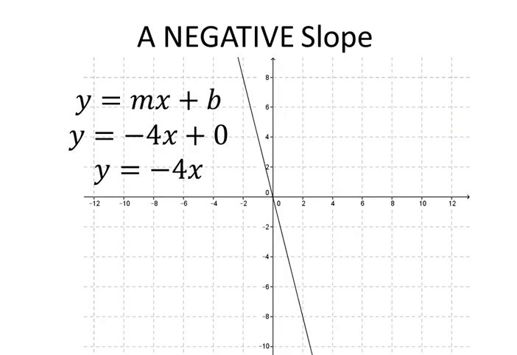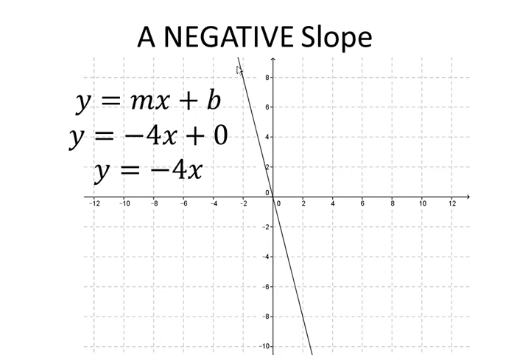Here's a negative slope. My slope is negative 4. My intercept is still 0. It's still crossing the y-axis at 0. So we just write y equals negative 4x. And there it is. If x is 2, y equals negative 4 times 2, negative 8. There's that point on the line.